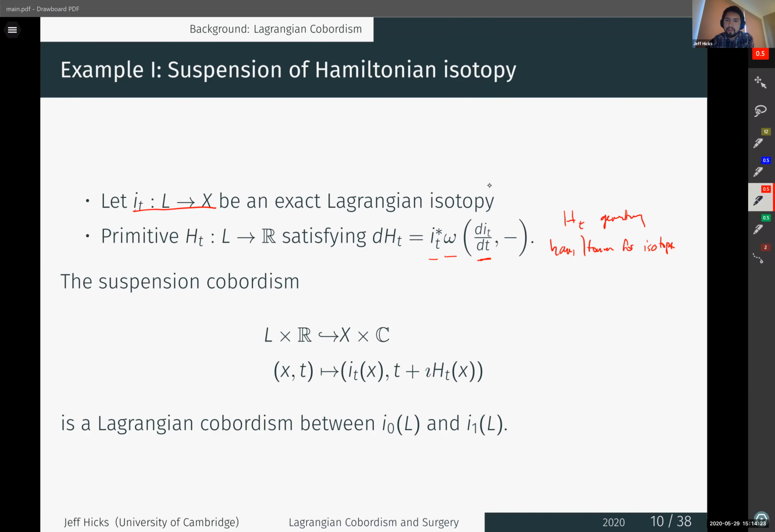Hiro Tanaka asks, for cotangent bundles, finding such cobordisms would also be very close to a counterexample for the Arnold conjecture. Sorry, for the nearby Lagrangian conjecture. Yes. Right. So I think finding an example in a cotangent bundle would be very exciting, but even just finding any example in any symplectic manifold would be kind of an interesting thing already.